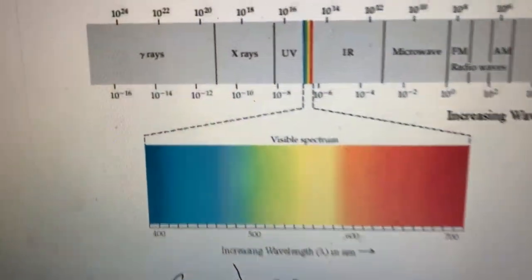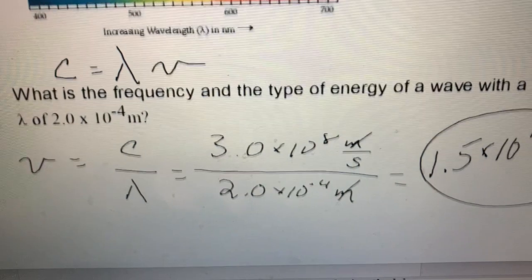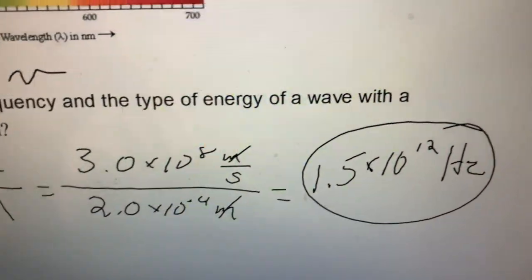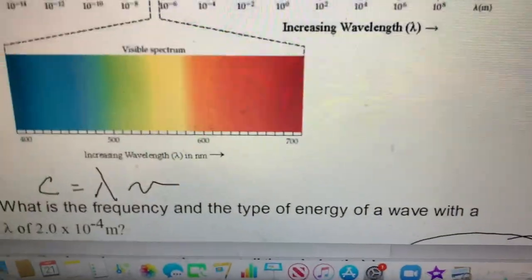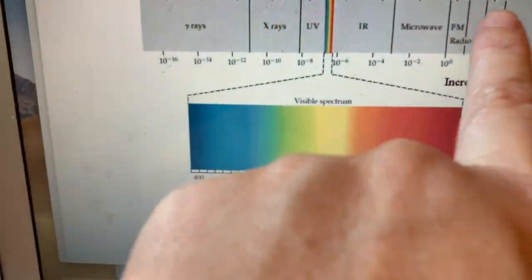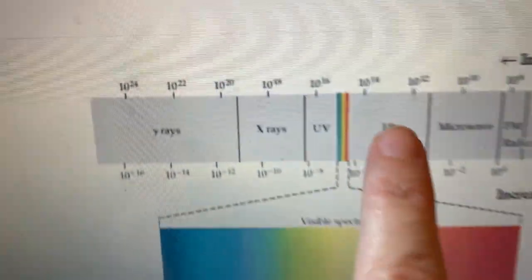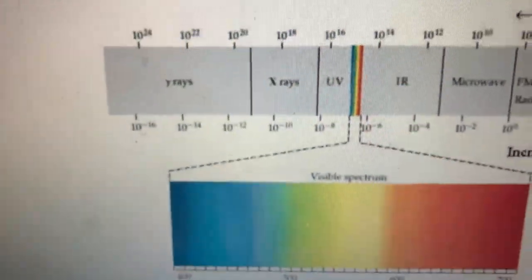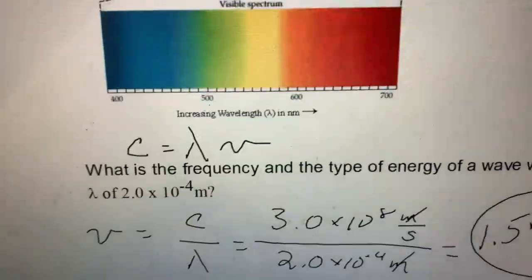So I'm gonna go up here, and what you really wanna look at is just that exponent when you're looking at any of these charts or graphs from your textbook. So 10 to the 12th hertz, here are my hertz. So if I'm at 10 to the 12th, right there, I'm in infrared. Okay, so that's infrared radiation right there.